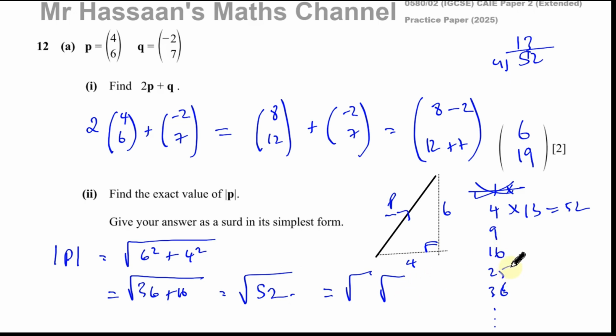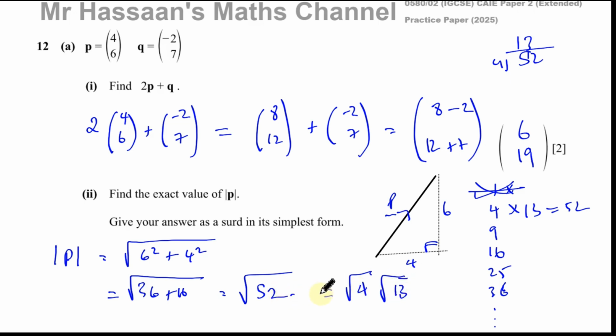Can we think of a bigger number? 16 times something? No, because 16 times 3 is going to be 48, so no. So it looks like it's just going to be 4 times 13, the only one that will help us. Okay, so we're going to write this as 4 times 13.